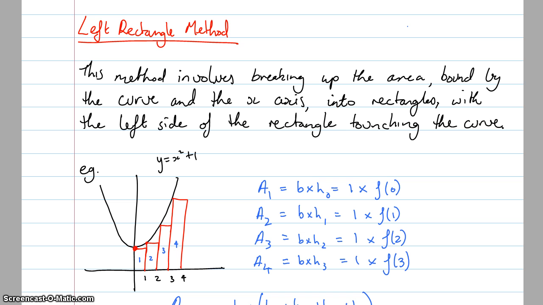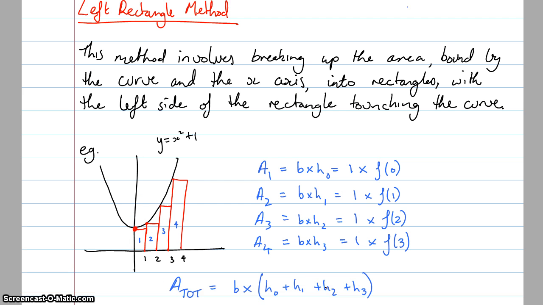Now the height of each one is the y value at that given x value. For example, for the first one, when x is 0, I go up to the curve and get a y value, and that's the height of this first rectangle. When x is 1, that will be the height of the next rectangle. When x is 2, I'll get the height of the next one. When x is 3, I'll get the height of the next one. The bases are all 1, so that makes it fairly straightforward.